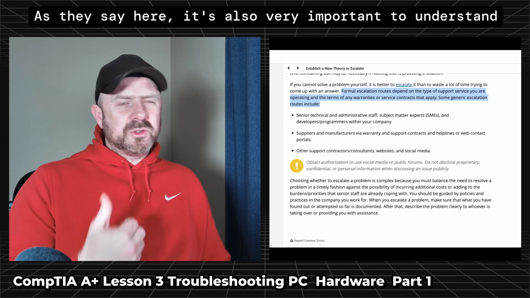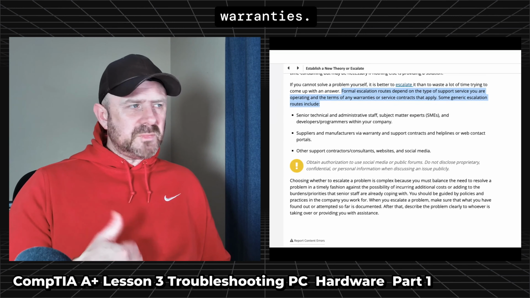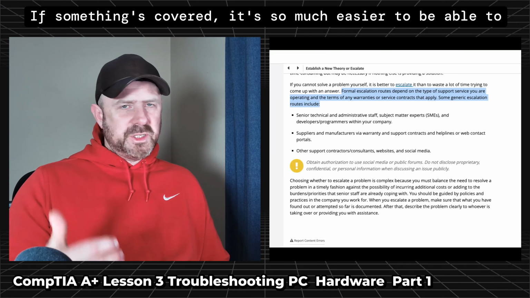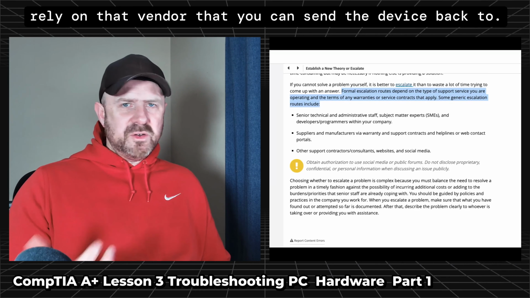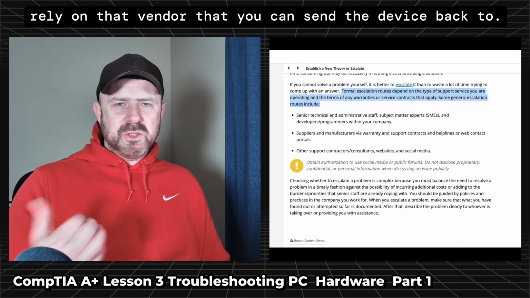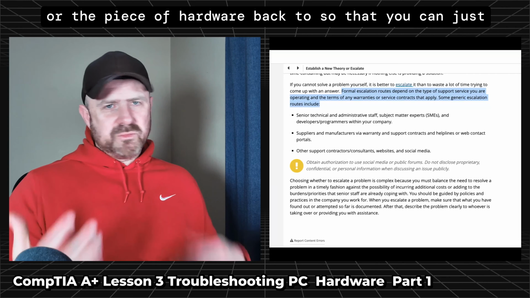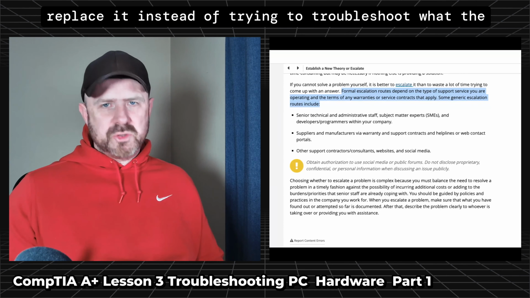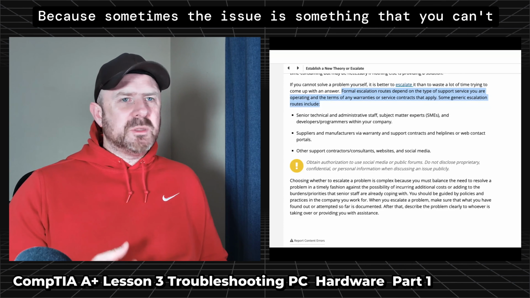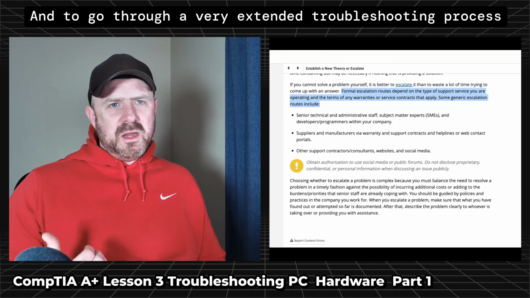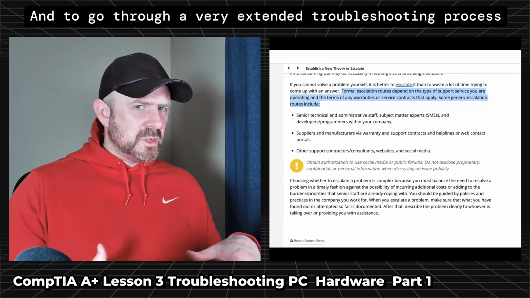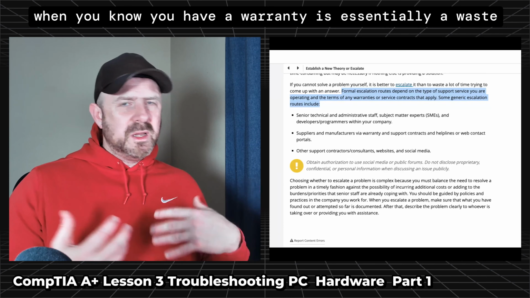As I say here, it's also very important to understand warranties. If something's covered, it's so much easier to rely on that vendor that you can send the device or piece of hardware back to, so that you can just replace it instead of trying to troubleshoot what the issue is. Because sometimes the issue is something that you can't fix. And to go through a very extended troubleshooting process when you know you have a warranty is essentially a waste of time.